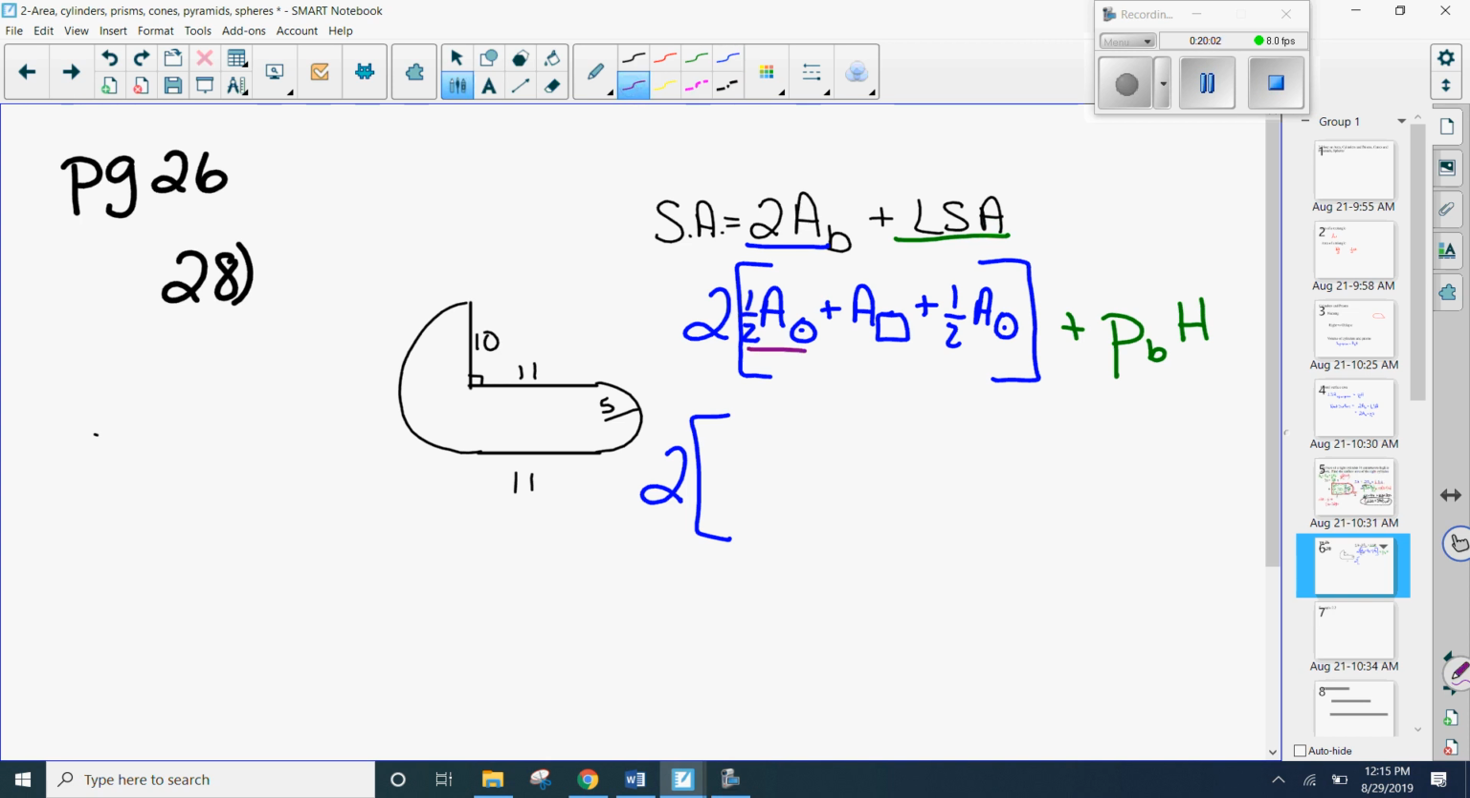Okay, so the area of the first. Let's talk about this half the area of a circle. So I'm going to refer to this circle right here. If I refer to that circle, it's going to be pi times 10 squared, and we're dividing it by 2. Pi r squared divided by 2.